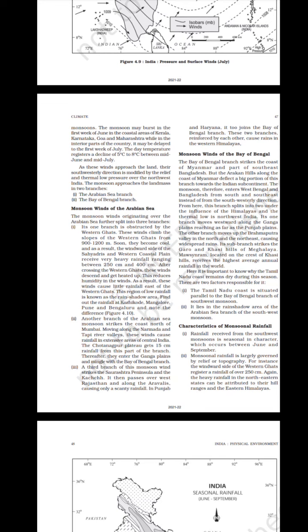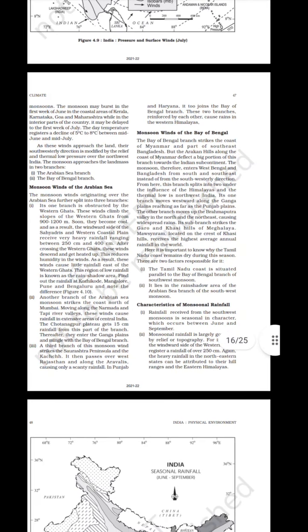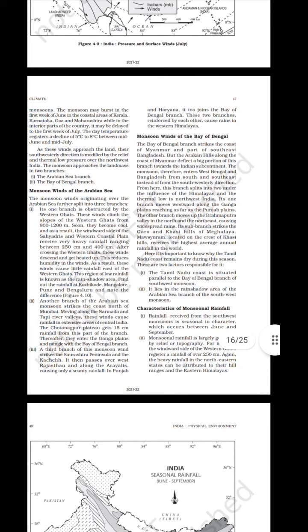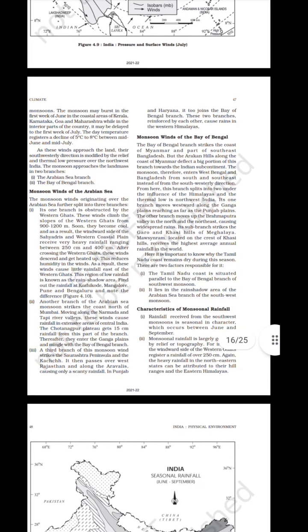A third branch of this monsoon wind strikes the Saurashtra peninsula and Kutch. It then passes over West Rajasthan and along the Aravallis, causing only scanty rainfall. In Punjab and Haryana, it too joins the Bay of Bengal branch. These two branches, reinforced by each other, cause rains in the western Himalayas.